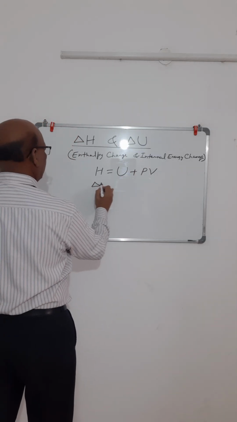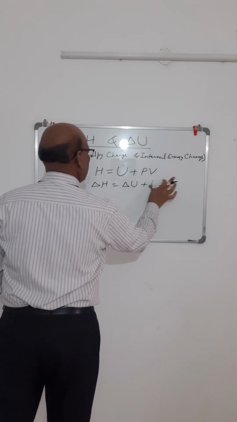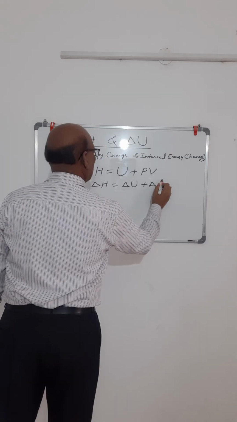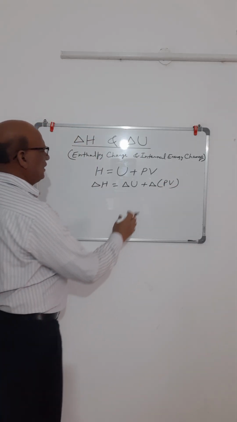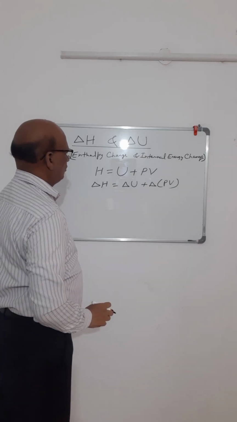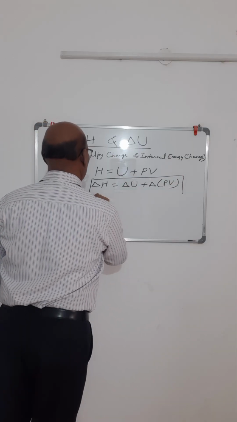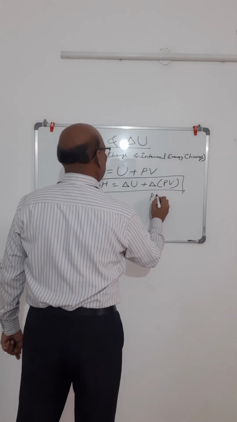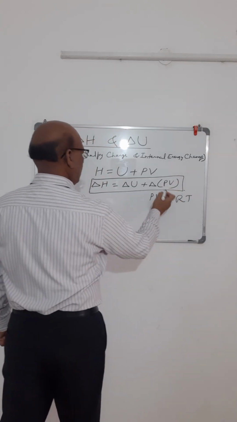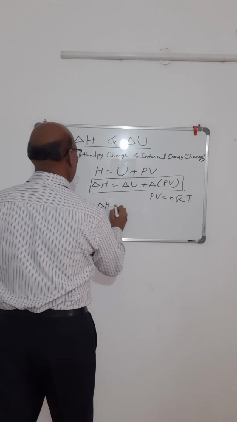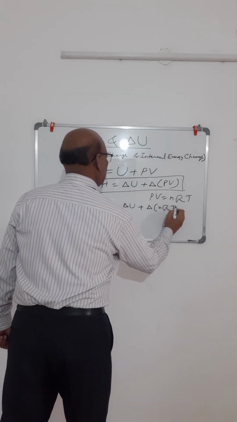Enthalpy H is given by U plus PV. So if I write delta H, it will be delta U plus delta of PV. Sometimes in numericals you are asked to find delta PV if you are given the values of delta H and delta U. So you can find it by this formula, and we can always apply PV equal to nRT for an ideal gas.